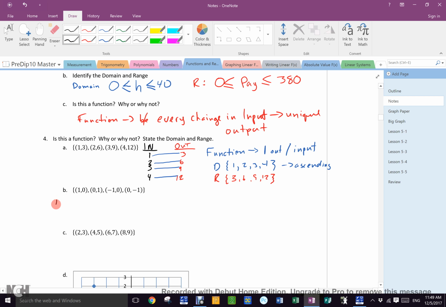No, this is not a function. Why? Right. Because 2 outputs at what input? What input gives me 2 different outputs? Right. Everybody cool? Okay, so now let's do our domain and range.